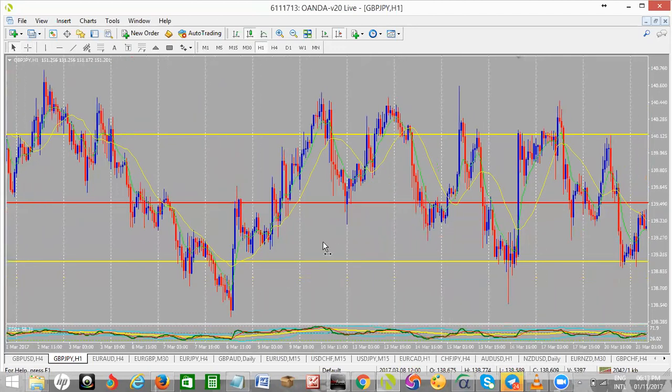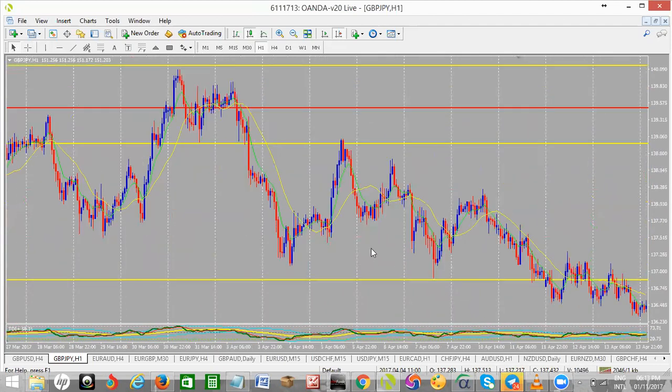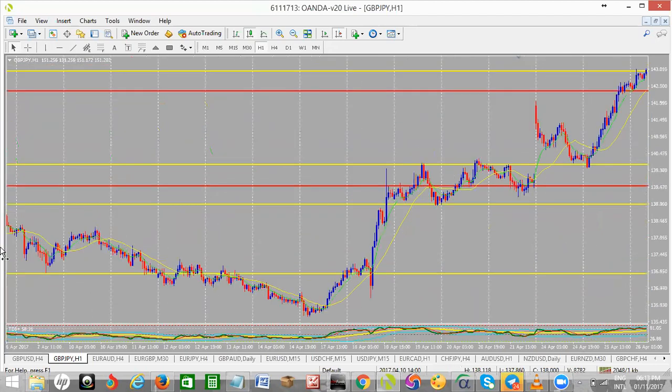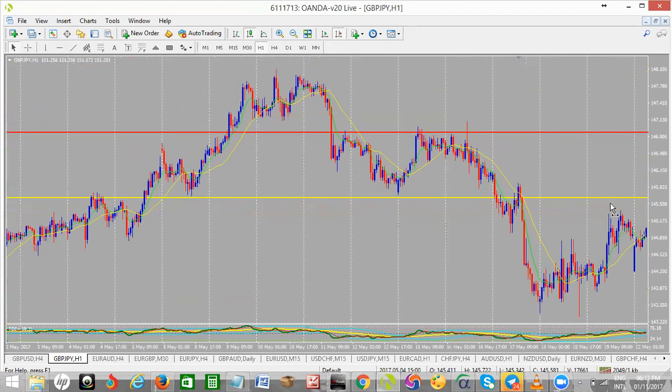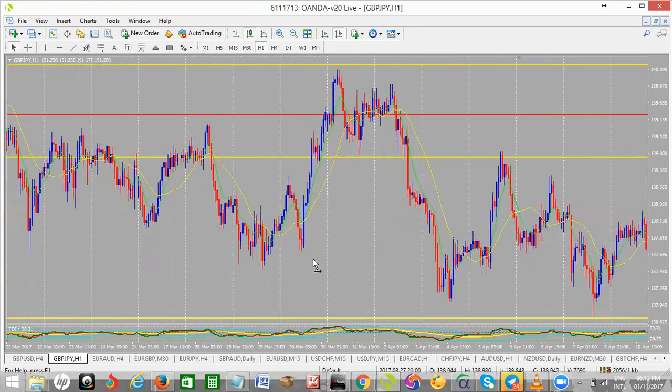So ABCDs are like my favorite patterns to trade in the market. Oh yeah, I love ABCDs. That's your favorite one? Yes, it's one of my favorites. 618, head and shoulders, and 618 head and shoulder ABCDs, and with the trend.